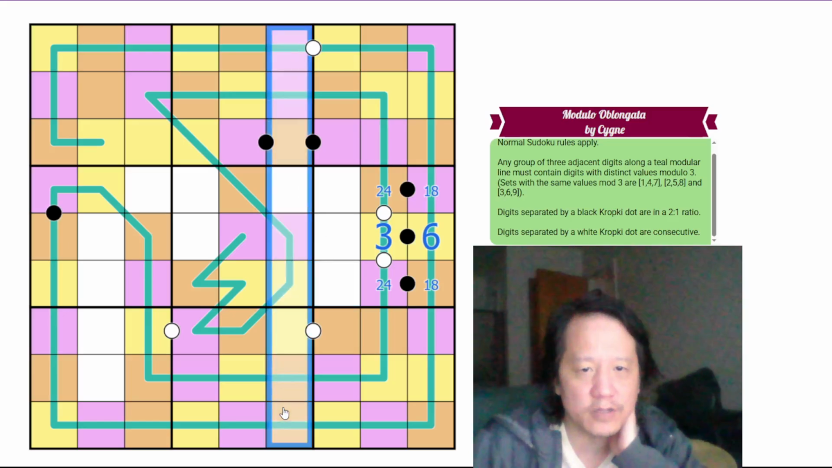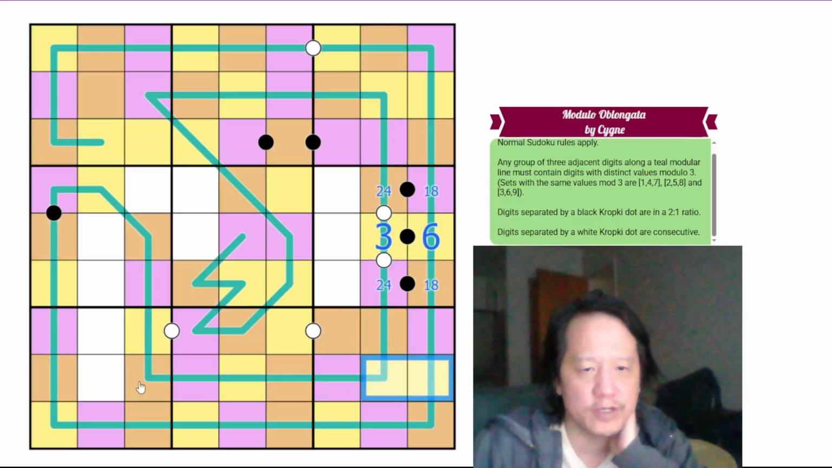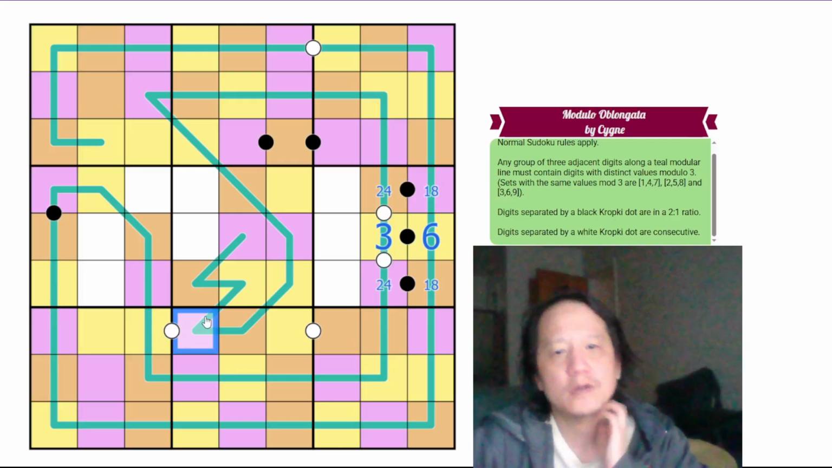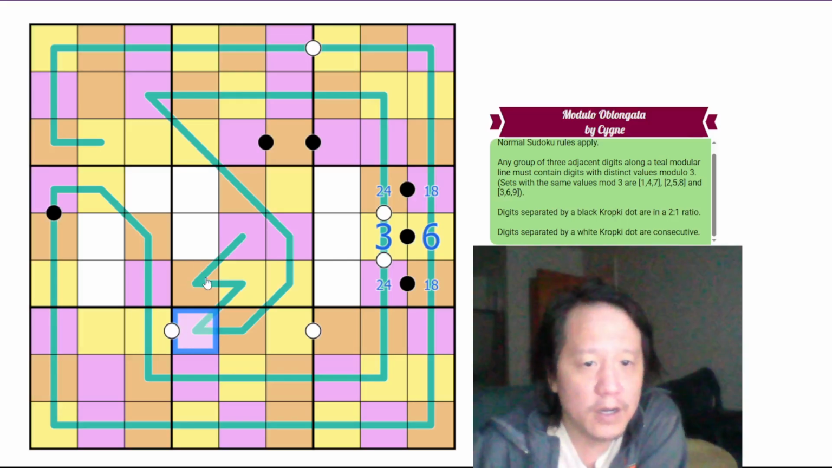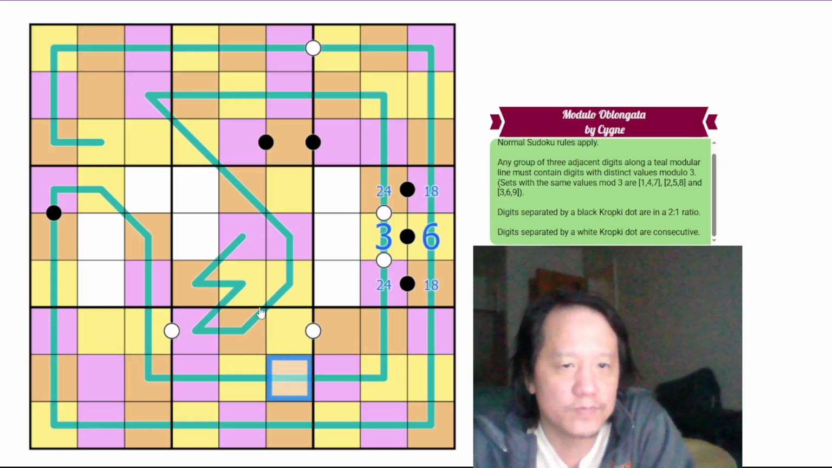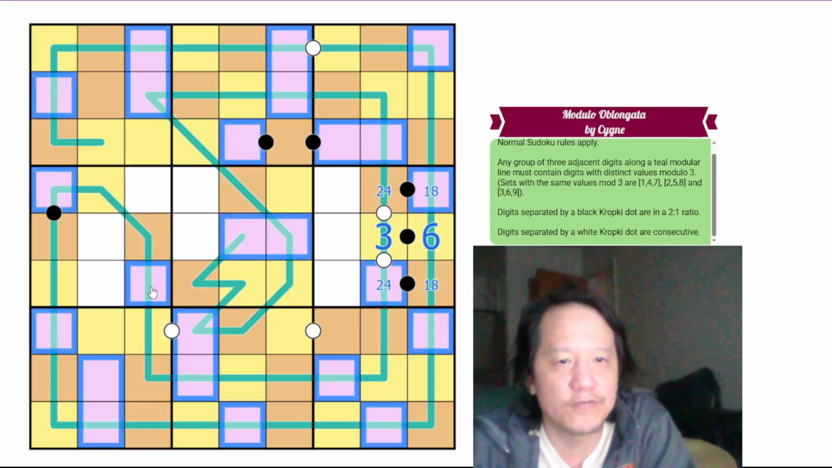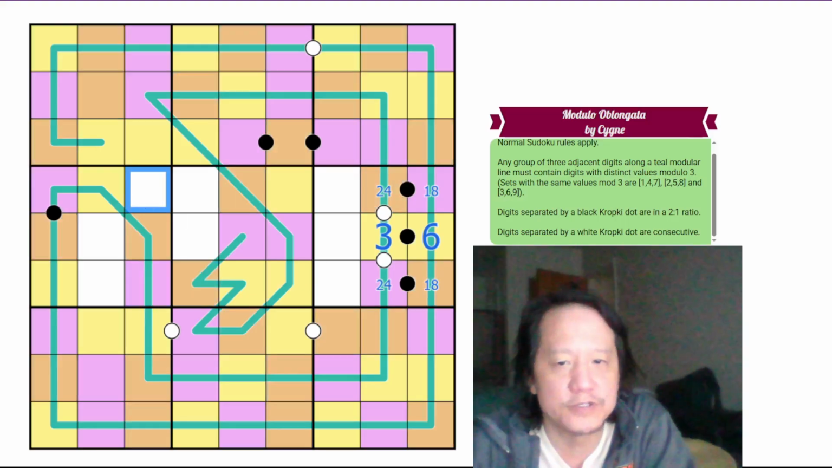We have in column 6, 3 pink and 3 orange, so this is yellow. In row 8, we have 3 orange and 3 yellow, so this is pink. In row 7, we have 3 orange and 3 pink, so this is yellow. Let's see. In row 6, we have 3 yellows. Column 3. Column 3, we have 3 pinks, 3 oranges, so this is yellow.